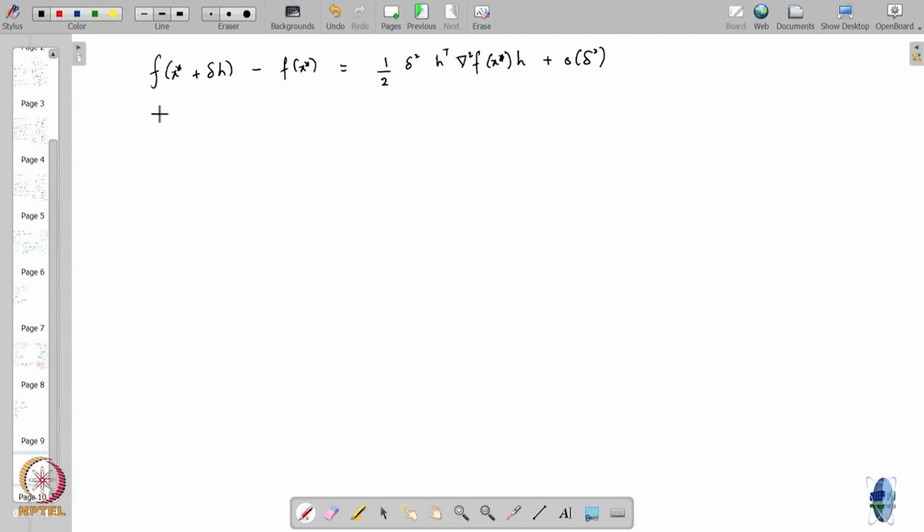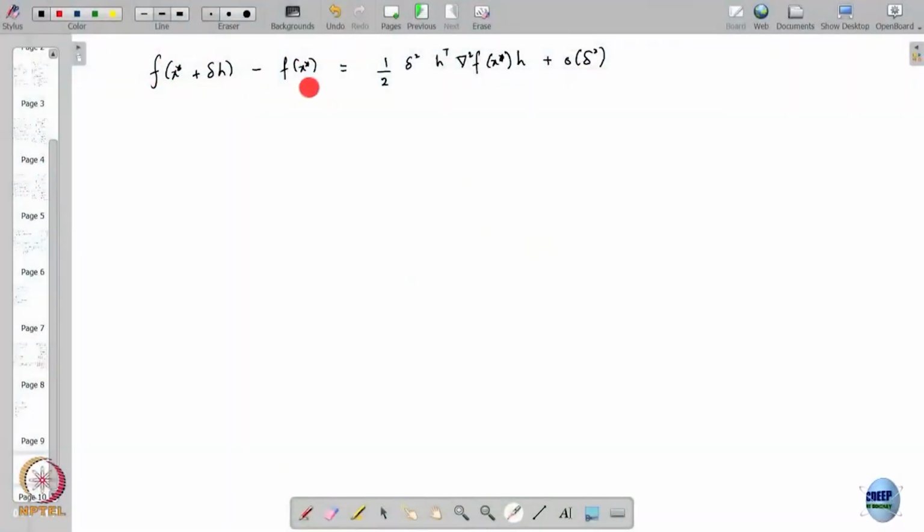Now, we know that when delta is small enough, what must happen? Remember, we are arguing in the opposite direction. We now want to say that if the Hessian is positive definite, then x star must be a local minimum. Which means that we want to say that when delta is small enough, the quantity on your left hand side must be greater than or equal to 0.